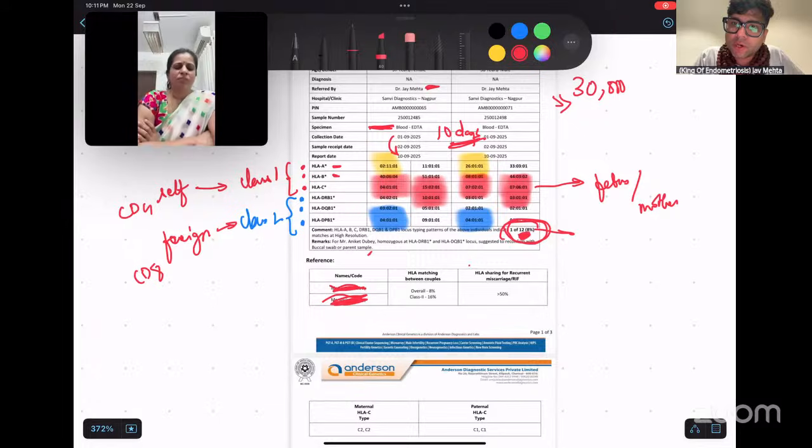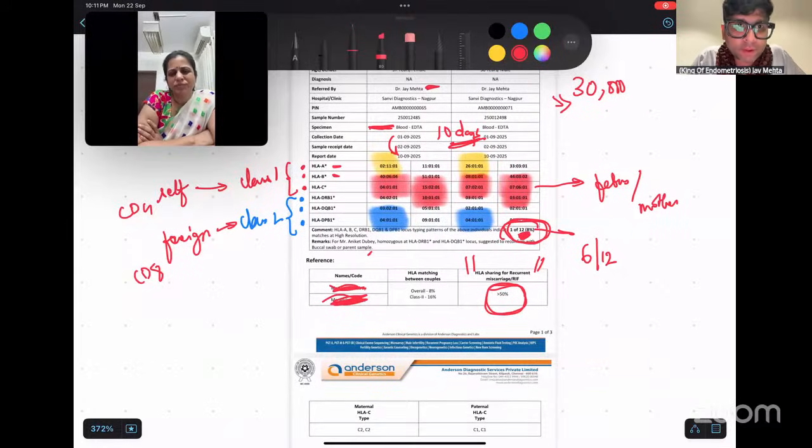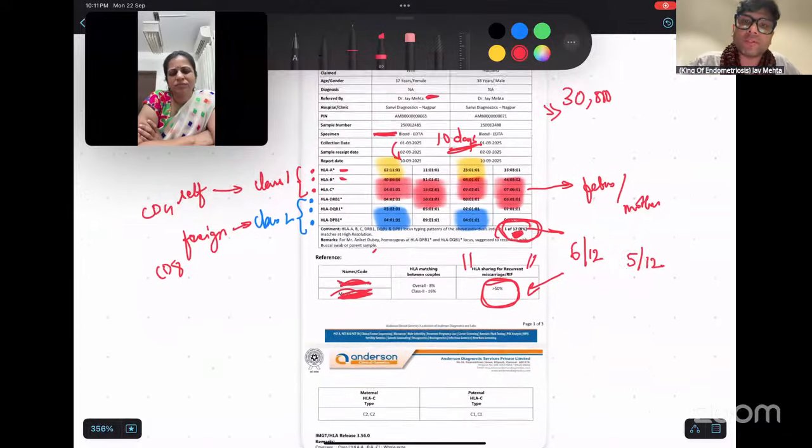Look at this. How much is the problem when it is matching? More than 50%. That means 6 out of 12 should match. That means it is a problem. But what do we take as a cutoff? We take as a cutoff 5 out of 12. Even if 4 out of 12 or 5 out of 12 is matching, that means the probability of miscarriage is high. Understood this simple interpretation? Even if you don't know anything, you can just look at these alleles with each other and you can come to know what is matching and what is not matching.